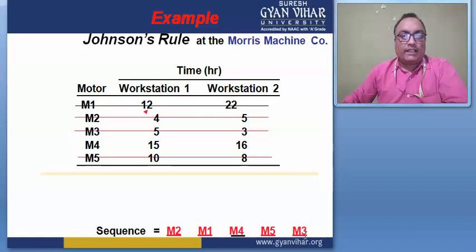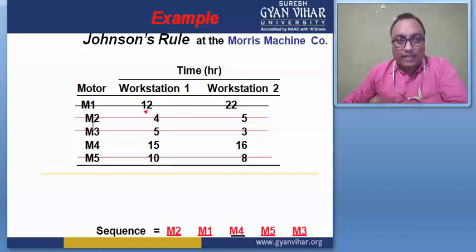On the right-hand side, see here in workstation 2, the minimum time is 3. So you can write M3 in this step and then cross this line. Then move to the right-hand side. What is the minimum value there? 8 is the minimum value, for motor M5, so you can write M5 here.